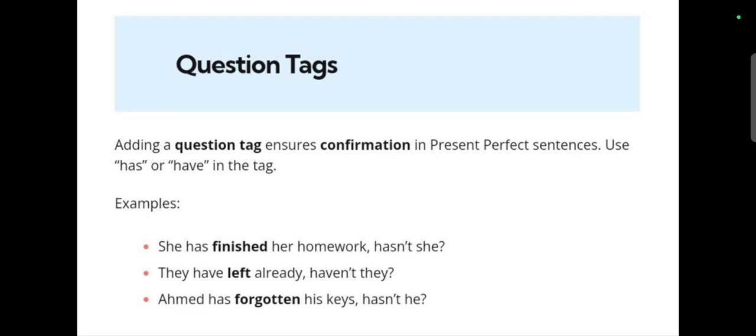It's an interesting thing that adding a question tag ensures confirmation in the present perfect sentence. Use has or have in the tag. For example, she has finished her homework, hasn't she? That means, she has completed her homework, right? This sentence is showing confirmation. You are asking for the confirmation. They have left already, haven't they?